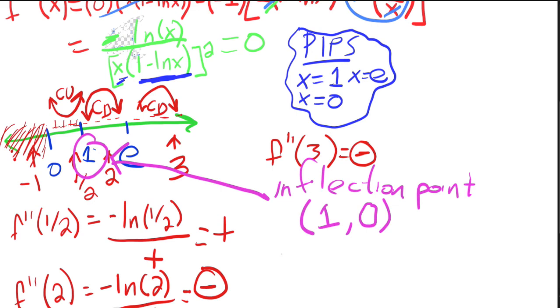And so then my intervals of concavity are: it's concave up on the interval from 0 to 1, and then concave down from 1 to infinity. And that's it.